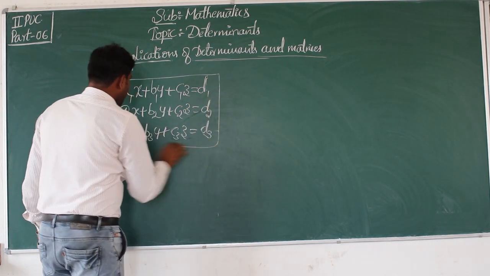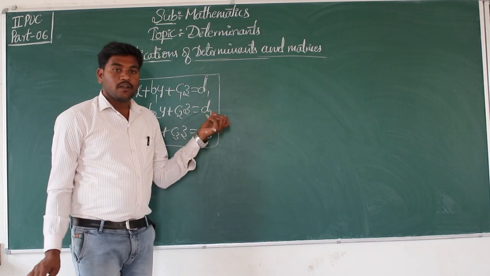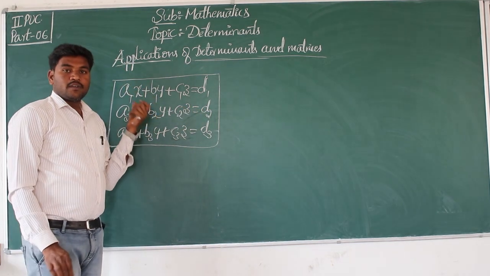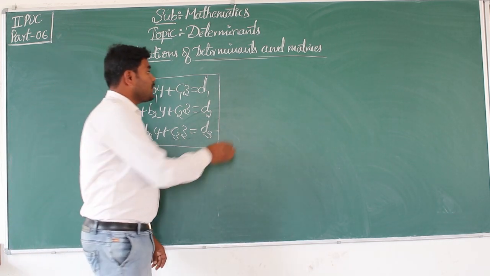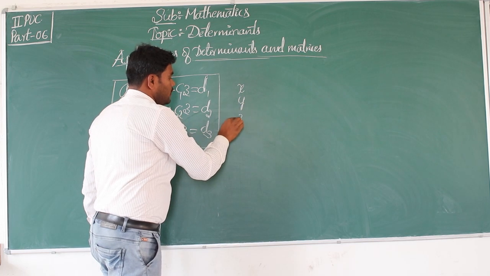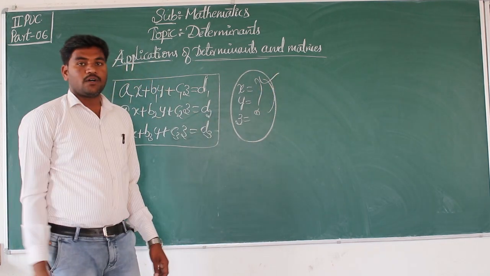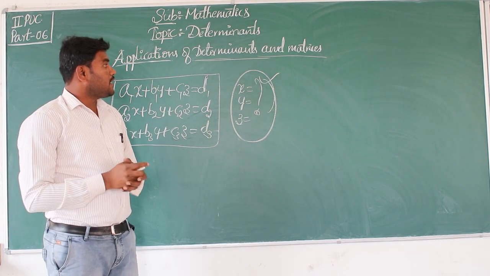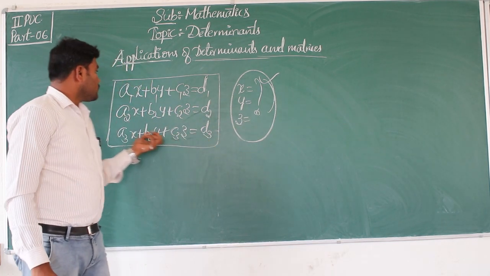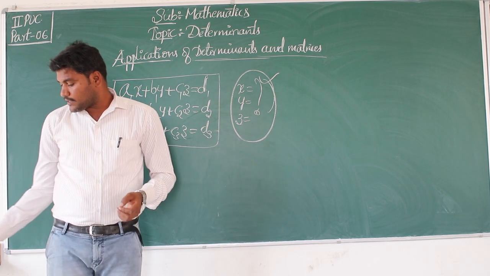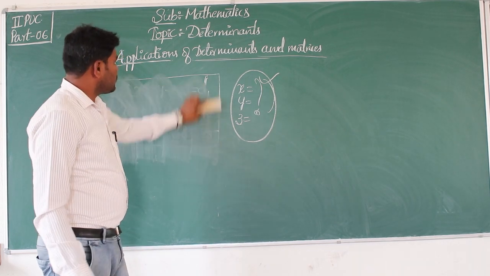See, the main application of these determinants and matrices is to solve such a system of linear equations easily. That means how to find the value of x, the value of y, the value of z, I mean the values of these variables. How to solve? You will use determinants and matrices to find the values of x, y, z. Let me discuss this concept. Let us take one example to understand it.